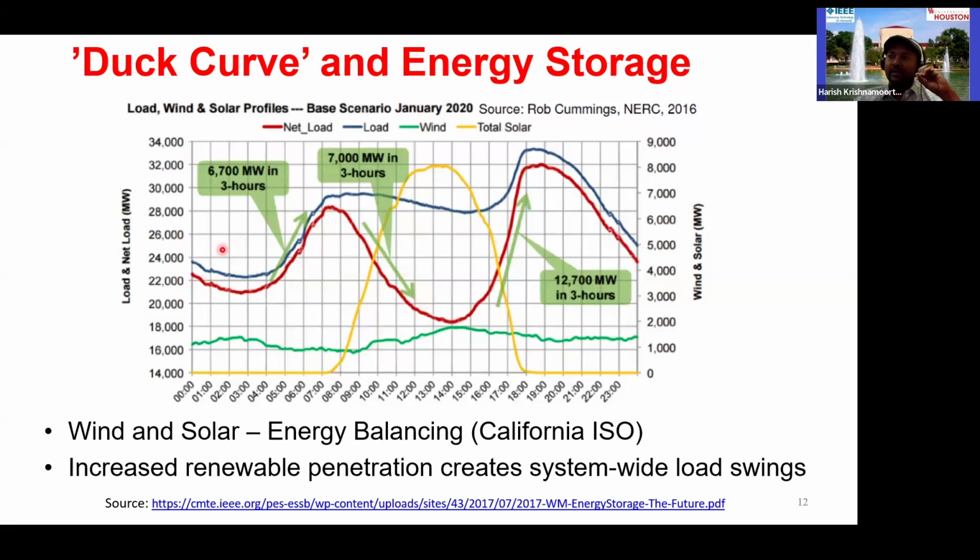So the net load means whatever the total load is, you subtract the amount that is produced through the renewable energy resources. Then you get the amount of load that needs to be supplied by the conventional resources, right? Let's say natural gas generators, or coal, or other forms of thermal energy systems. Now, what you can see is during the peak of the day, when the sun is shining brightly, your net load, which needs to be provided by the rest of the resources, goes down.